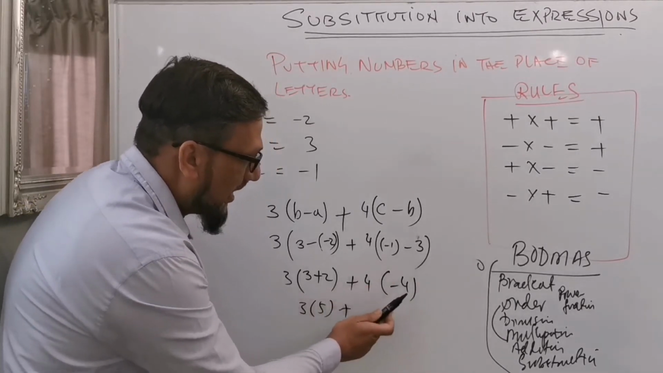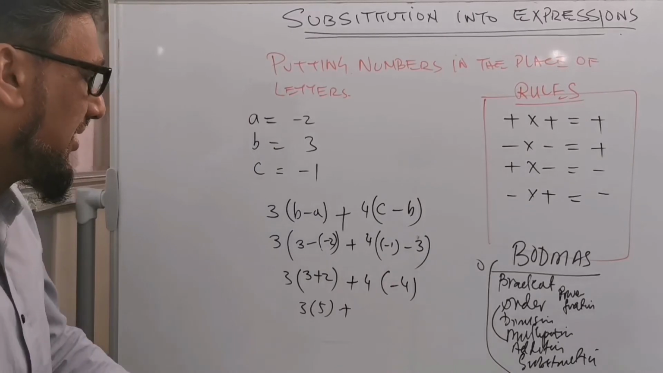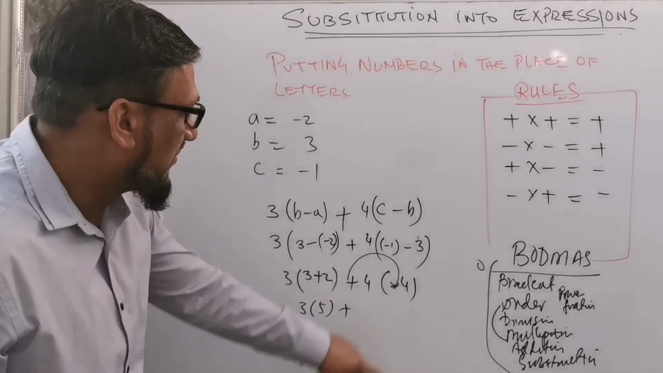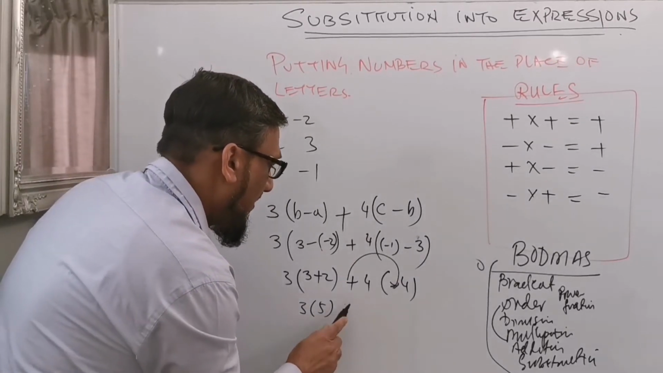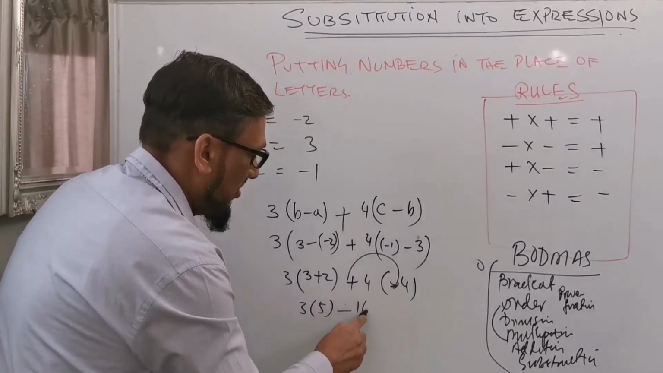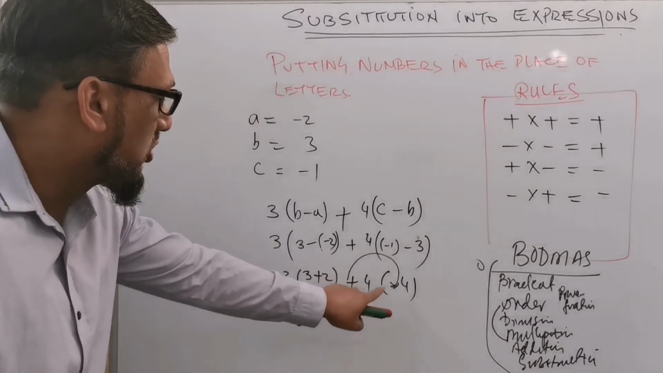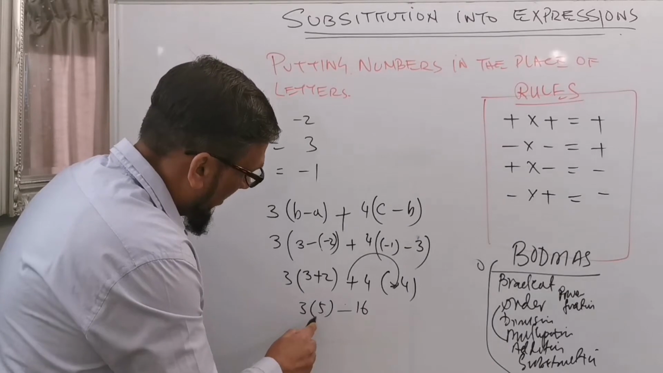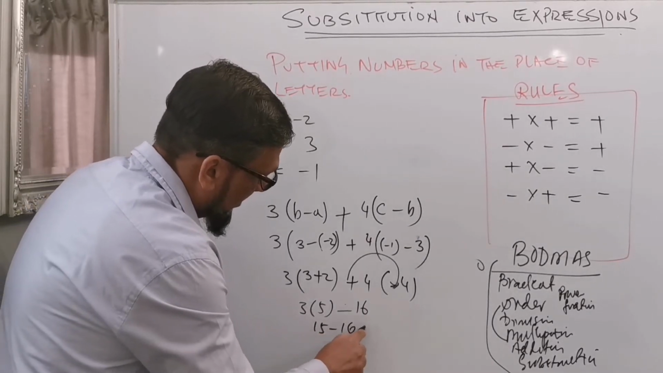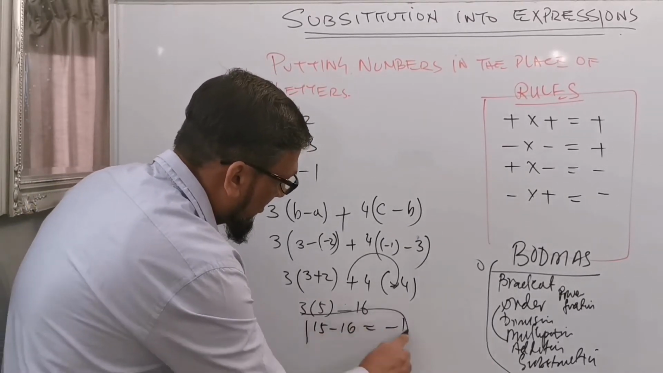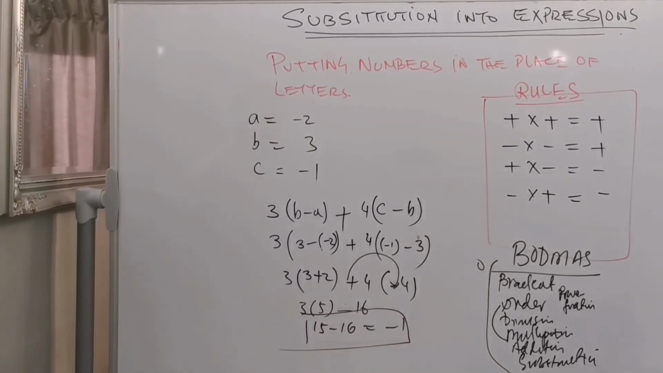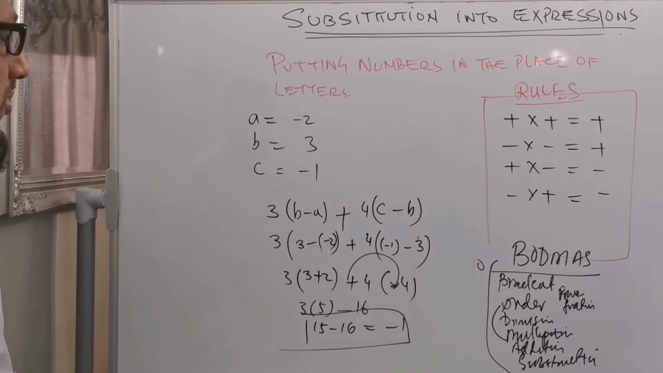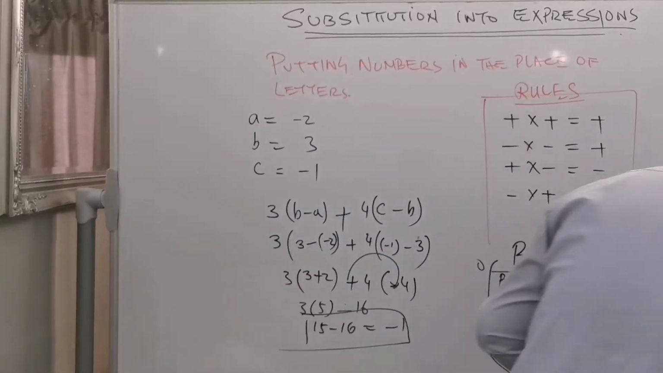4 times 4 is 16, but the sign is also times with this. Plus times minus is minus, so the sign will change to minus 16. So 3 times 5 is 15, take away 16, so the answer will be minus 1. So this is called substitution. Now I'm going to take one more example.